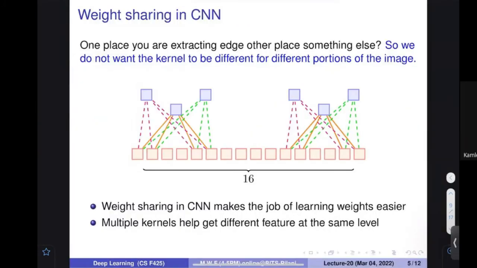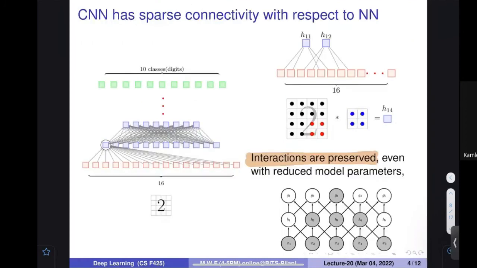Let me tell you another idea that is also very important with respect to CNNs. The idea is weight sharing. Do you know what weight sharing is? Weight sharing means that when you apply a CNN in the next layer, at this particular place, the weight that is here, the same weight is going to be here.